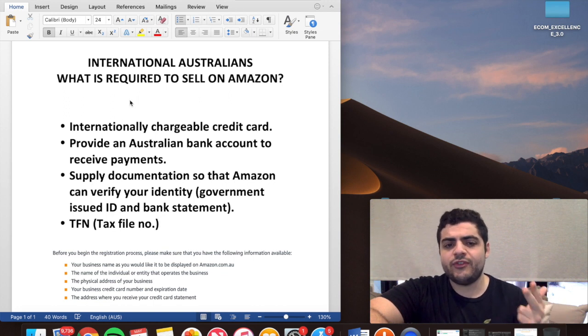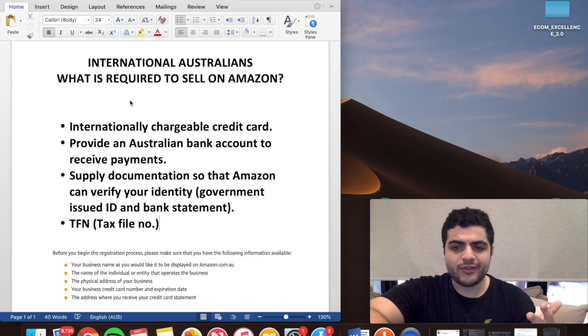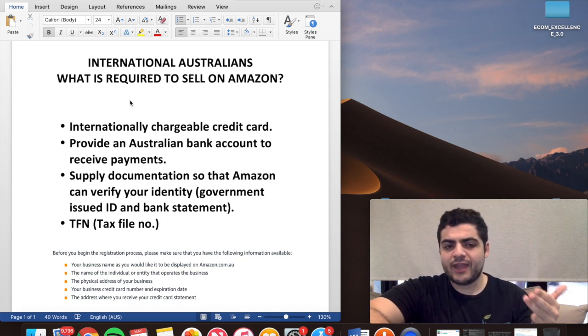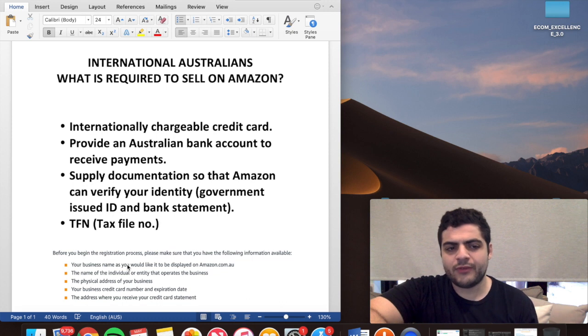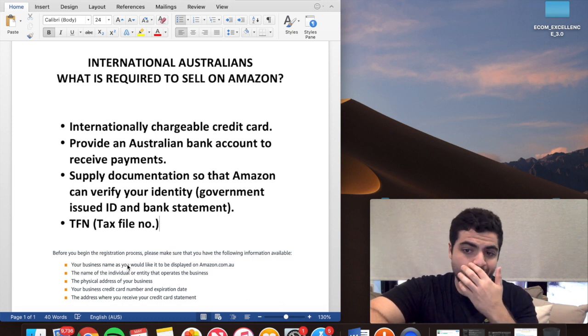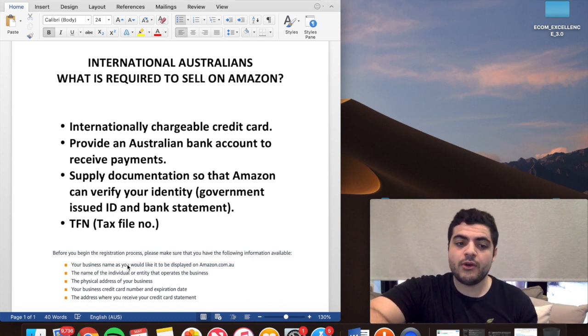Supply documentation so that Amazon can verify your identity. So you're going to need a government-issued ID, so a driver's license or a passport, an Australian passport, and a bank statement as well. So you're going to need those two things and a tax file number. The tax file number wasn't in this, but this is just because I've done it before myself. They always ask for an Australian tax file number as well. So you're going to need one of those.